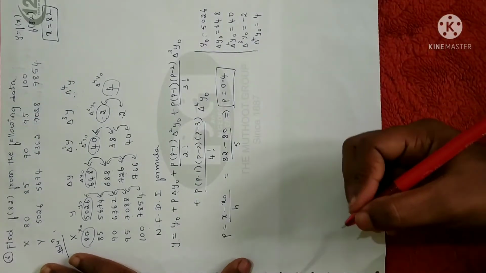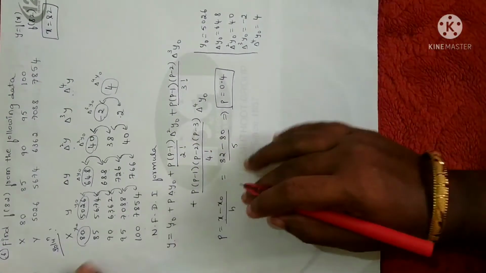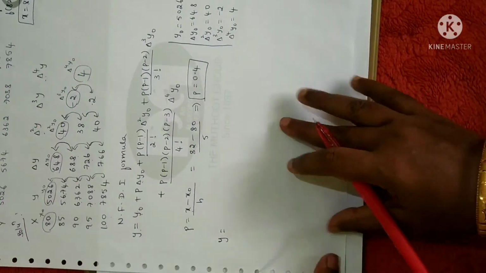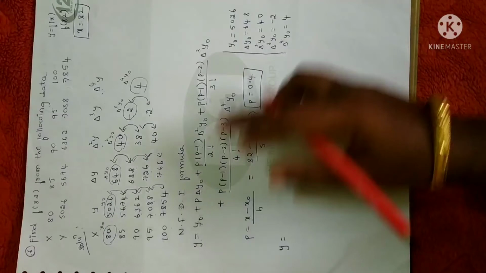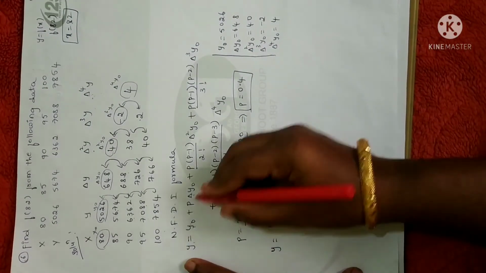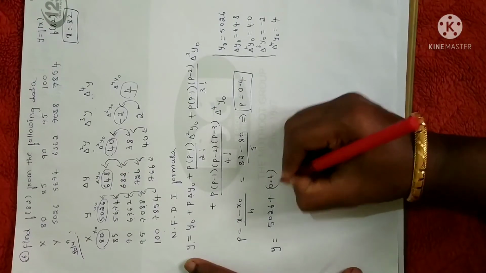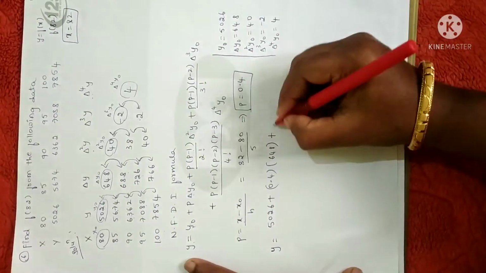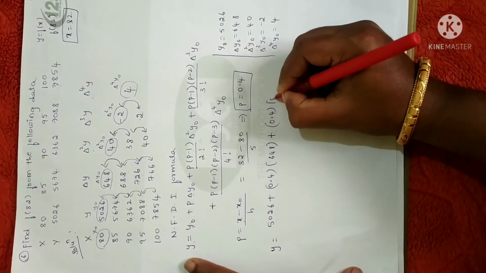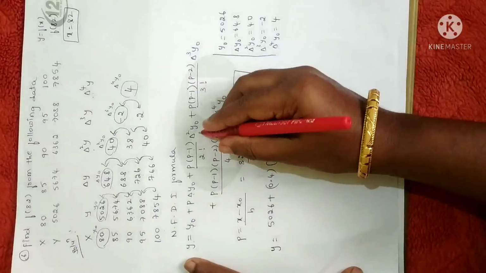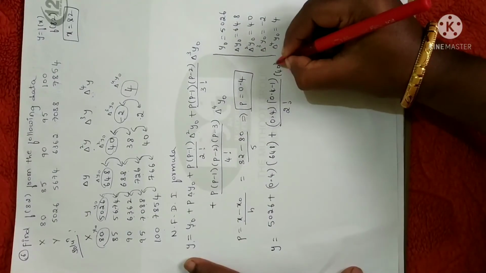So once you have made a list, you have to substitute all the values in the formula. So let me do a substitution. y is equal to y naught, which is 5026, plus p into delta y naught: 0.4 into 648, plus 0.4 into 0.4 minus 1 divided by 2 factorial into delta square y naught, which is 40.